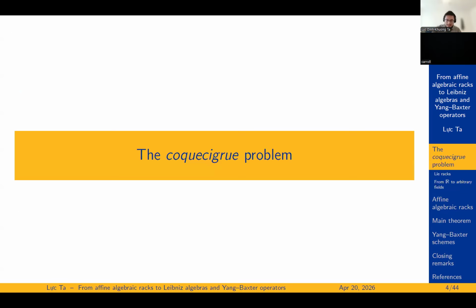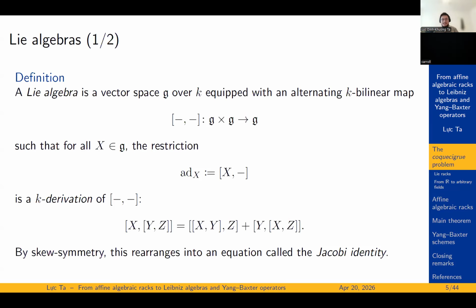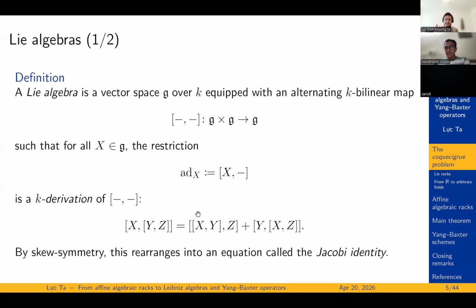Okay, so the motivating problem is called the coquecigrue problem. I'm not pronouncing that right because this is a made-up French word. But to introduce this problem, this is the non-associative algebra seminar, so we all know what a Lie algebra is, but just to be on the same page, I'm going to be working over a field K. But most, if not all, of this stuff also works if you just work over an arbitrary commutative ring. So a Lie algebra is when you have an alternating bilinear map, such that if you fix the left variable, then you get a derivation over that bracket. And that statement is one equivalent form of this identity called the Jacobi identity.